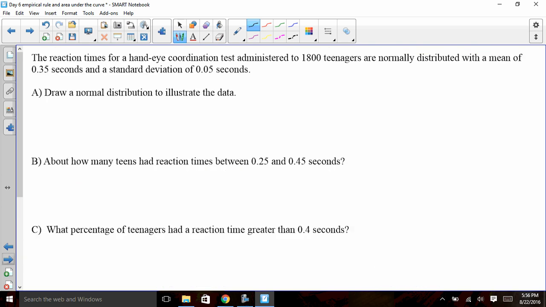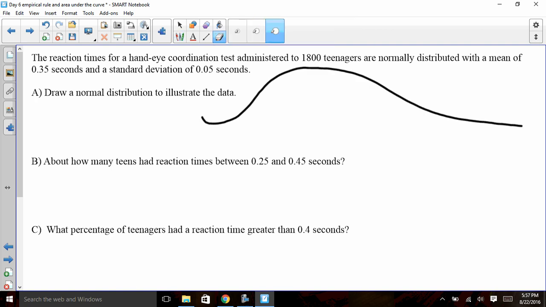Okay, so what we're going to do now is create a normal distribution based on some information, and then we're going to use that to answer some questions. So the reaction times for a hand-eye coordination test administered to 1,800 teenagers are normally distributed with a mean of 0.35 seconds and a standard deviation of 0.05 seconds. So part A asks me to draw the normal distribution to illustrate the data. I'm going to draw this kind of large because I like to have enough room to write with. And I never do this side very well, so I'm going to try and fix that.